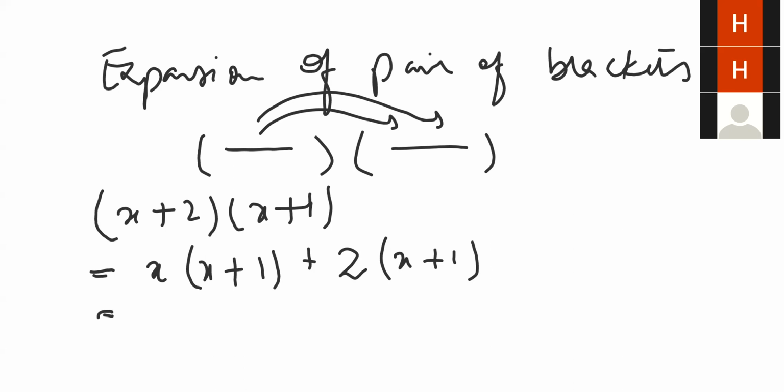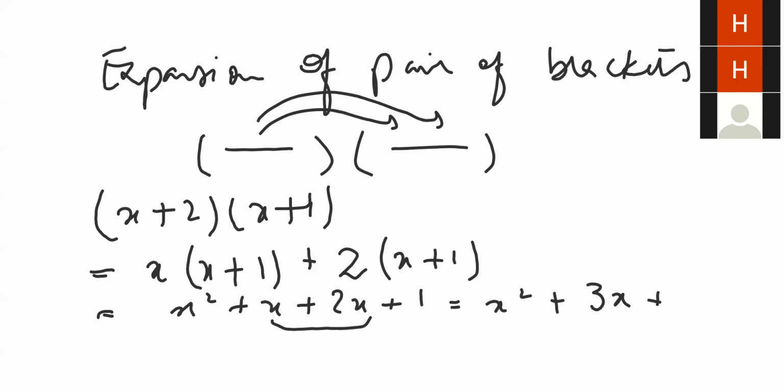So you get the same answer that you just told me, which is x squared plus x plus 2x plus 2. And in the next step, since we've got two terms in x, we'll add them. So that gives us x squared plus 3x plus 2, which will be the same answer that we'll be getting.